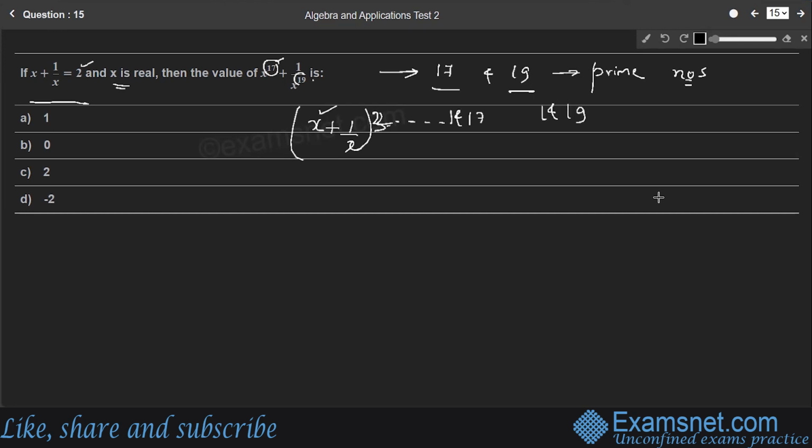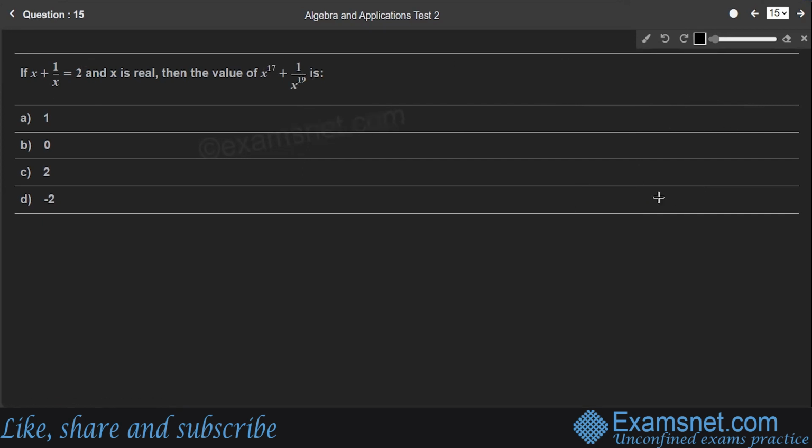Therefore, you cannot express 17 as x squared raised to any number. For example, if you raise this power to 8, you will get x raised to 16, not 17, right? Therefore, here if you consider x raised to 19 also. So if you consider x square, raise the power to 9, you will get x raised to 18, not 19, right? Therefore, here the simplest way is to find the value of x using the given equation. Substitute the value of x in the expression, x raised to 17 plus 1 by x raised to 19, right?